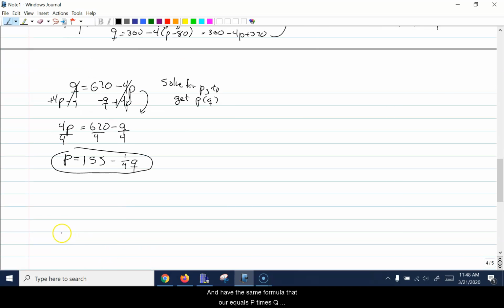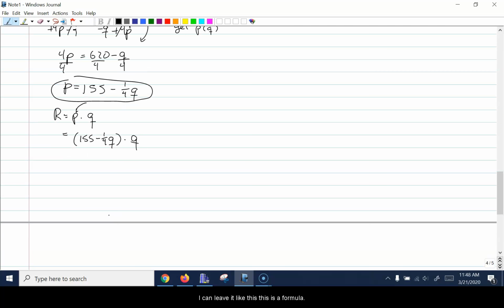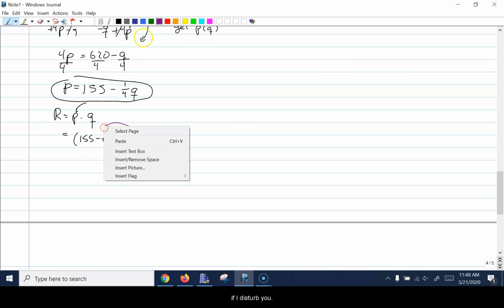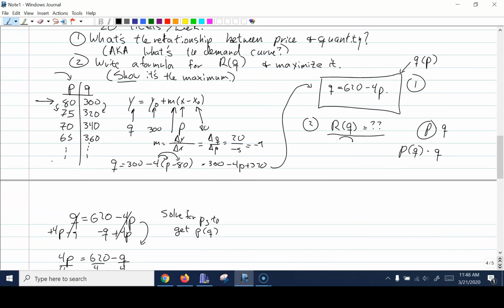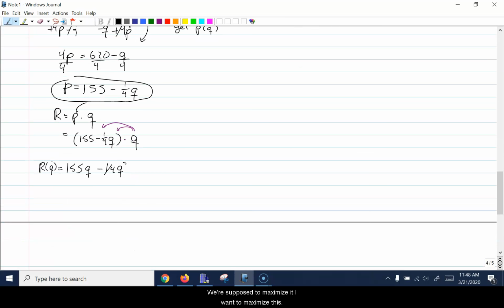And now the same formula that R equals p times q means a different thing now. P becomes this thing, so I get that times q. 155 minus 1/4 q, times q. I can leave it like this. This is a formula, but I'm going to need to take a derivative. Life will be easier if I distribute. I'd rather use the power rule than the product rule. I get 155q minus 1/4 q squared. There's R of q. And then what are we supposed to do? We're supposed to maximize it. I want to maximize this.